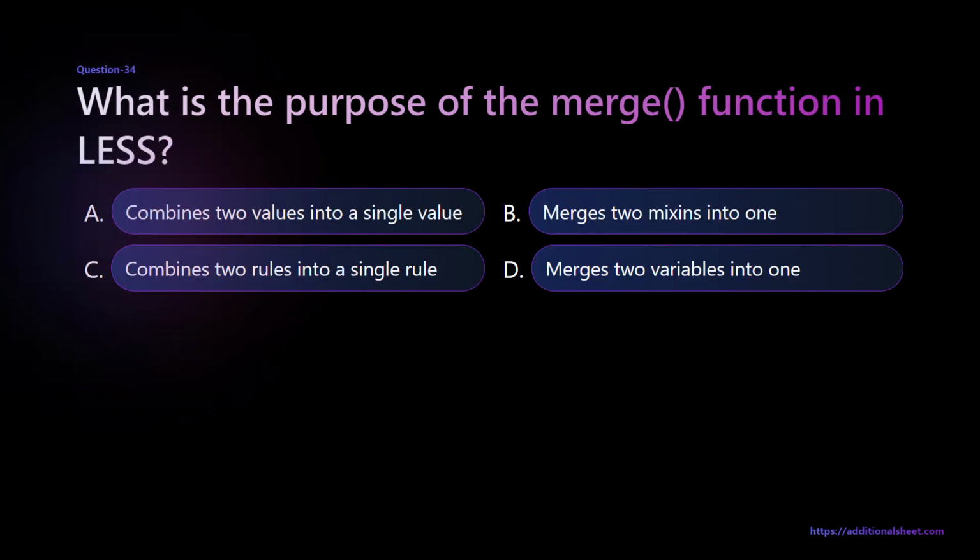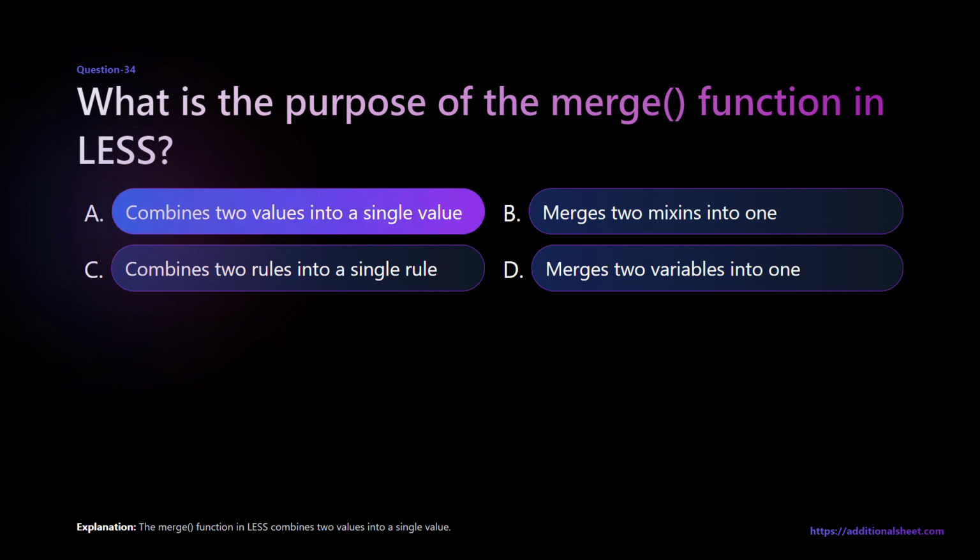What is the purpose of the merge function in Less? Option A, combines two values into a single value. Option B, merges two mixins into one. Option C, combines two rules into a single rule. Option D, merges two variables into one. The correct answer is option A, combines two values into a single value.